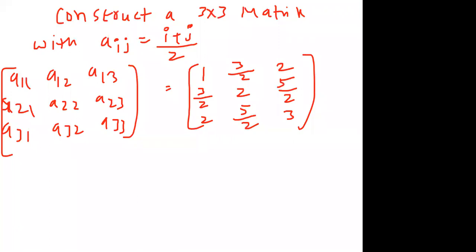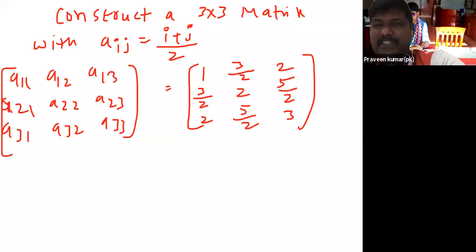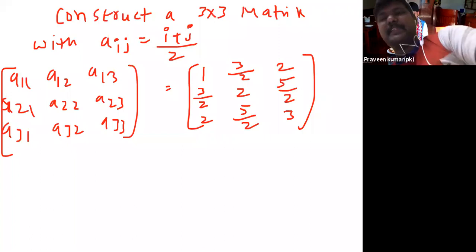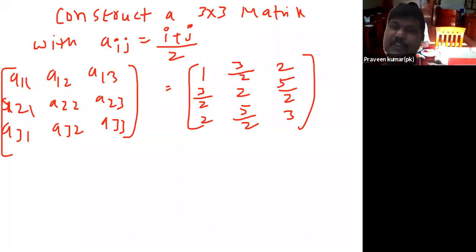We represent a matrix with a capital letter. Actually, I didn't say that. We use capital A, capital B, capital X, capital Y, like that. After that, we discussed the order of a matrix. The order of a matrix is the number of rows into number of columns.